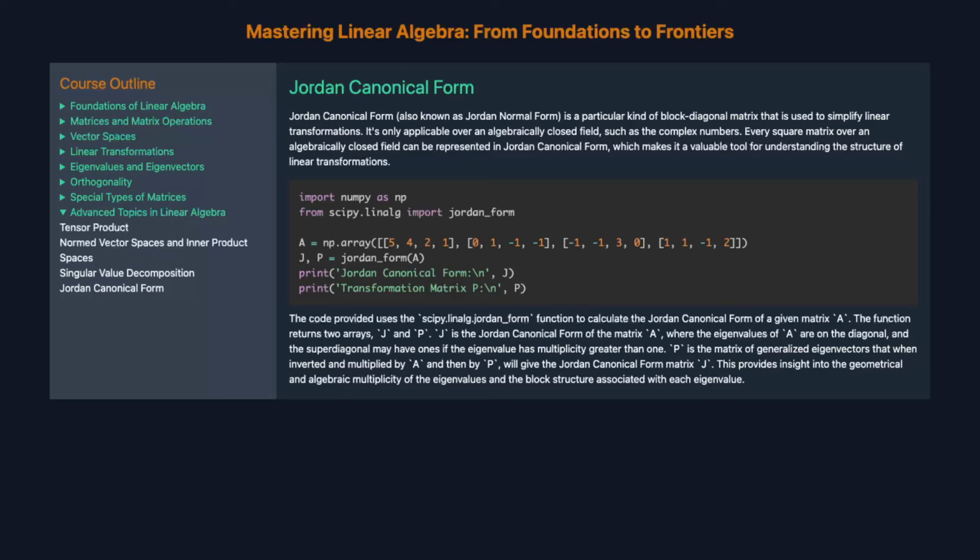P is the matrix of generalized eigenvectors that, when inverted and multiplied by A and then by P, will give the Jordan canonical form matrix J. This provides insight into the geometrical and algebraic multiplicity of the eigenvalues and the block structure associated with each eigenvalue.